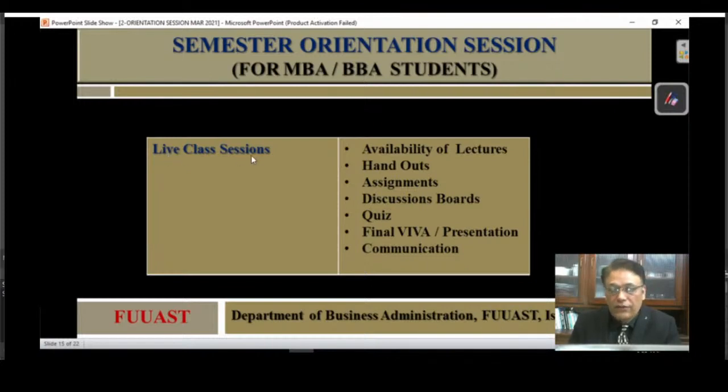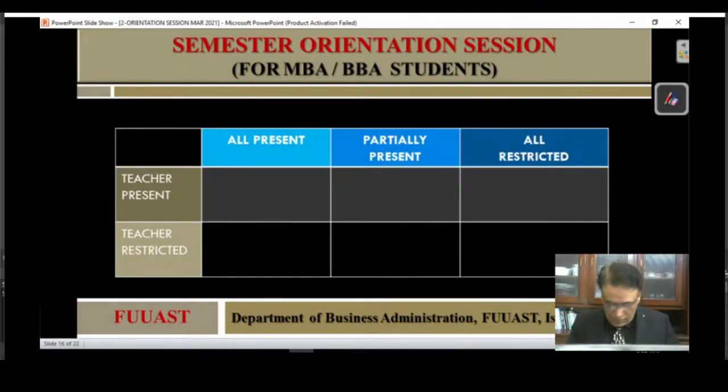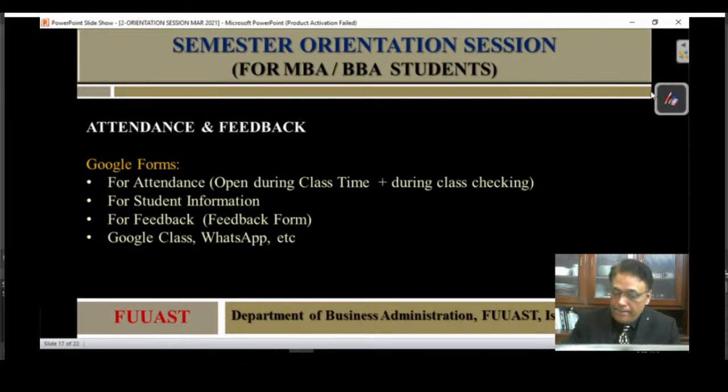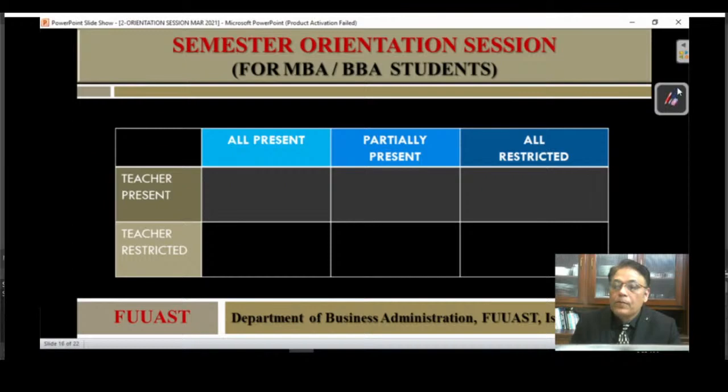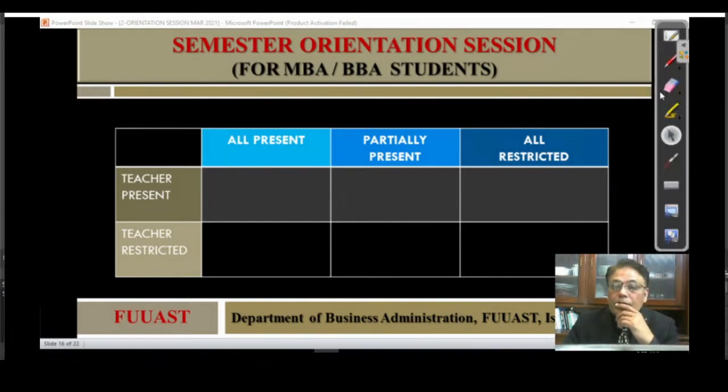So the live class session, yes, that is required. For on campus, there is a difference between conducting live sessions and conducting face-to-face sessions. So these are the two things. Based on this, I have made a table to explain further. For example, these are the two situations for the teachers. Like, for example, the teacher can be either present in the class.